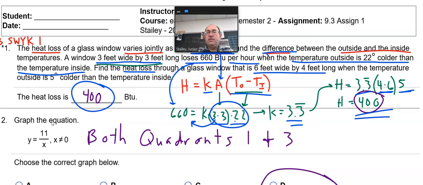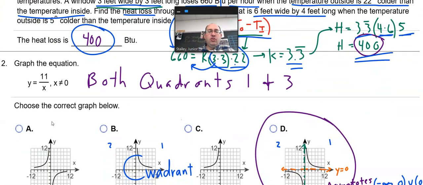So obviously, when it's 22 degrees difference, you're losing a lot more heat. That's interesting, because it was 9 square feet and 24 square feet. So the temperature difference makes a huge change.